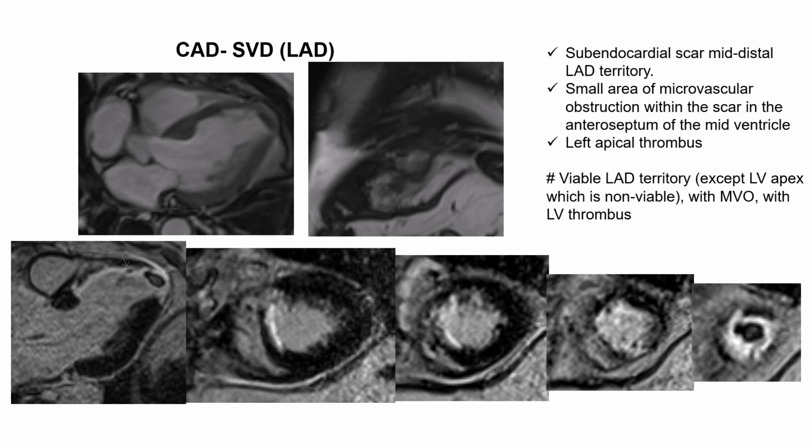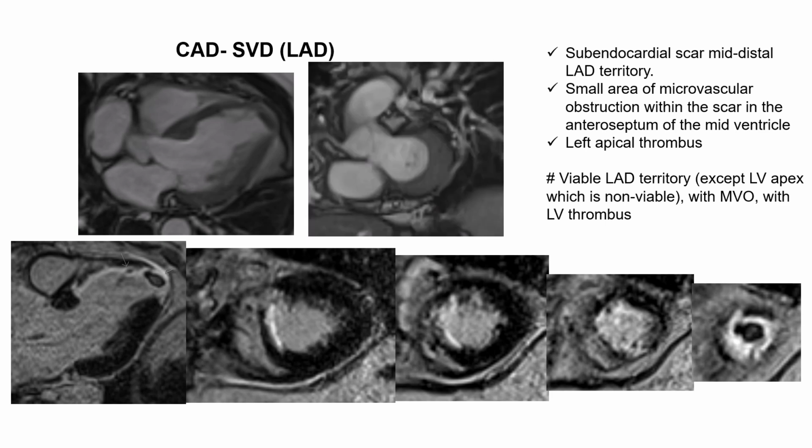But we can also see there is this black spot within the scar, which is microvascular obstruction. And you can also see the LV apical thrombus, which is seen as a non-enhancing area in the long TI LGE images.